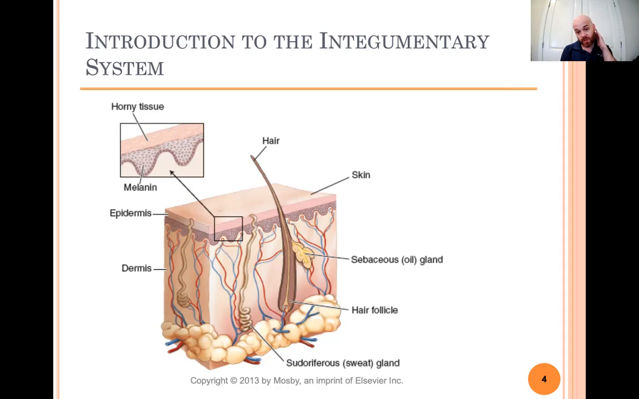You've also got blood vessels in there. You can see some little capillaries, some venules and some arterioles. Then you've got your sweat glands. Those are also your sudoriferous glands. And you've got your sebaceous glands, those are your oil glands. And then you see a big hair follicle.